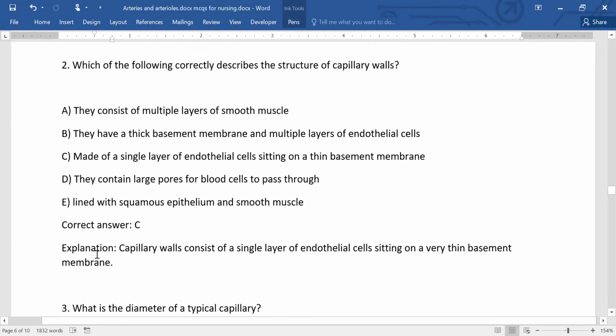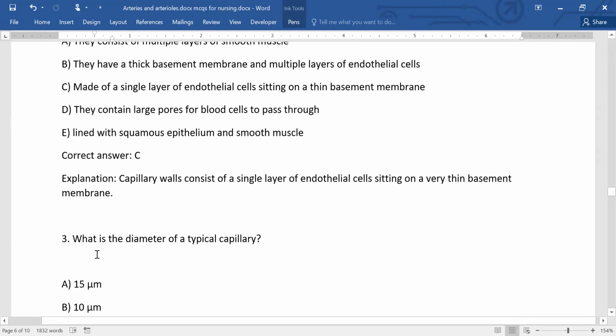Which of the following correctly describes the structure of the capillary wall? They consist of multiple layers of smooth muscles. They have a thick basement membrane and multiple layers of endothelial cells. Made of a single layer of endothelial cells sitting on a thin basement membrane. They contain large pores for blood cells to pass through, lined with squamous epithelium and smooth muscle. So the correct answer is made of a single layer of endothelial cells lying on a thin basement membrane.